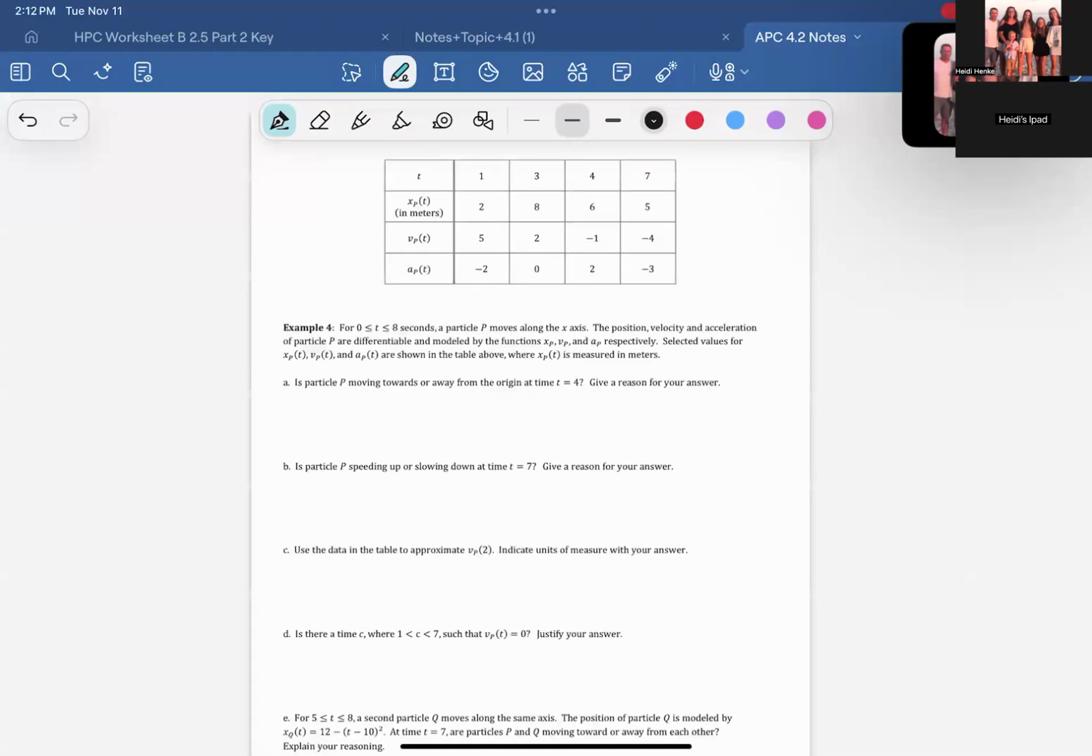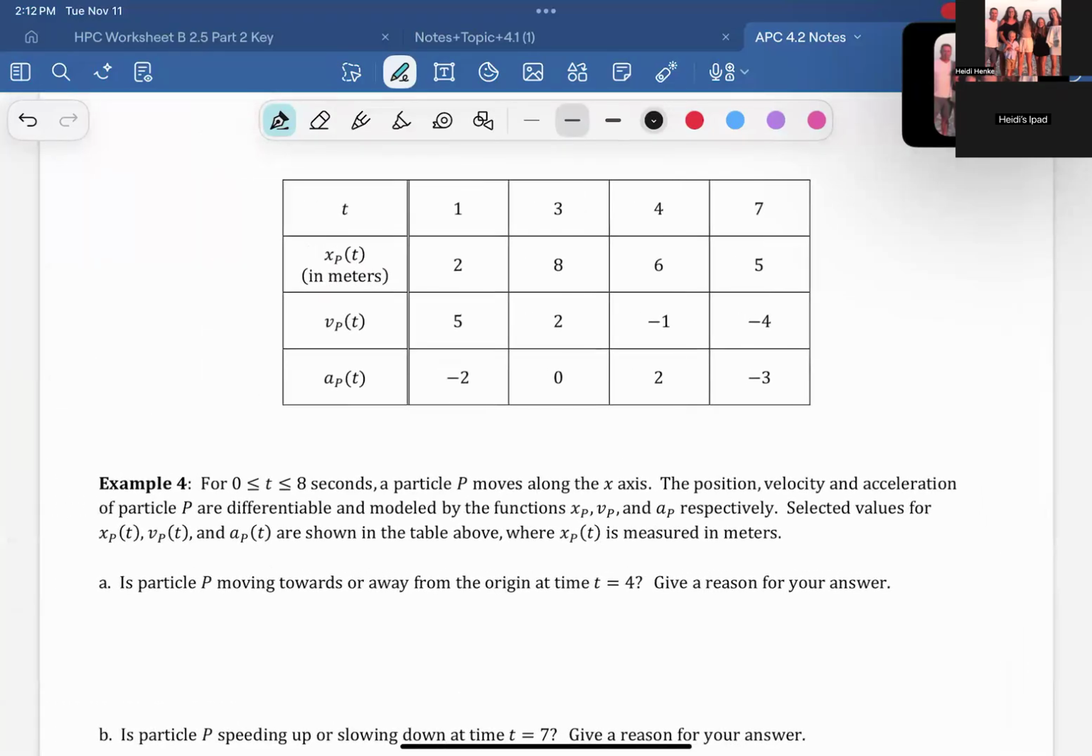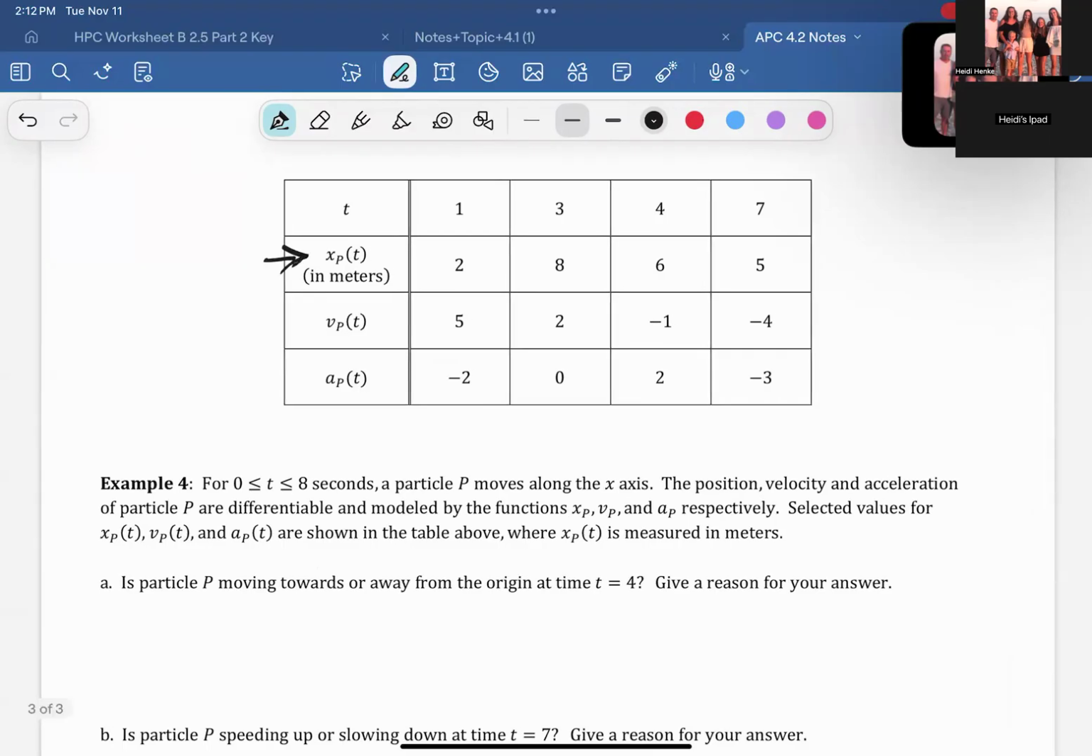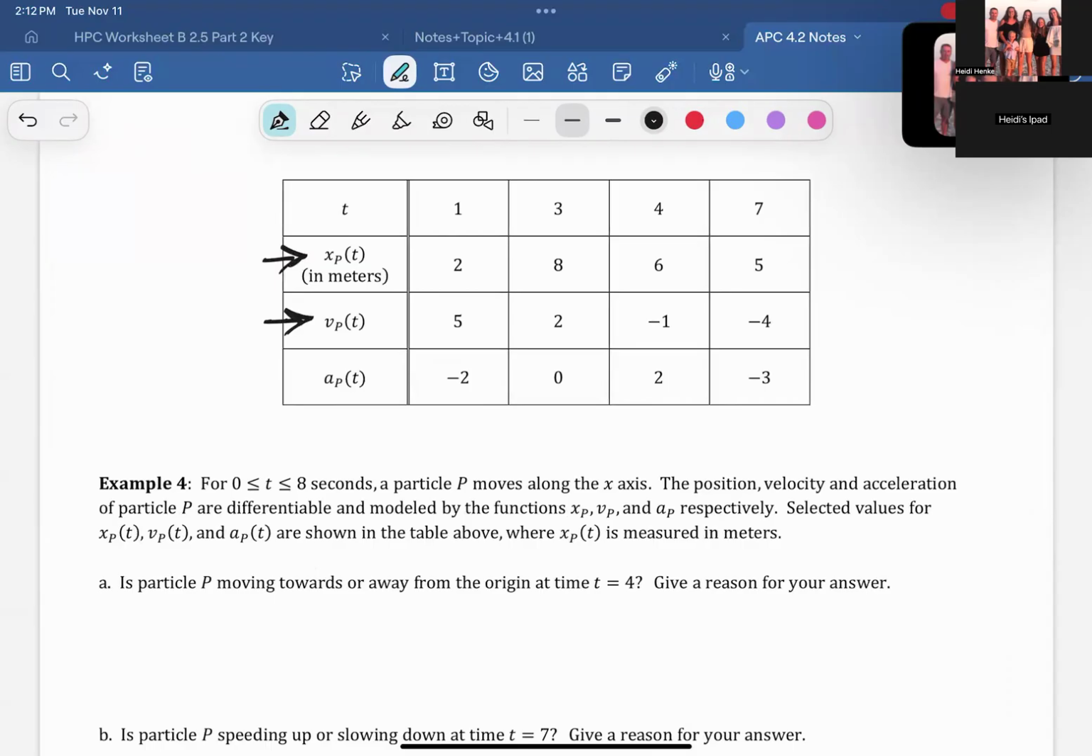Last page of notes. For example 4, we have a chart, and it's for 0 to 8 seconds, and you've got a particle P that's moving along an x-axis. You've got the position of P, the velocity of P, and the acceleration of P given in this table. No equations, no graph. They're literally handing you the positions, the velocities, and the accelerations at these specific t values.